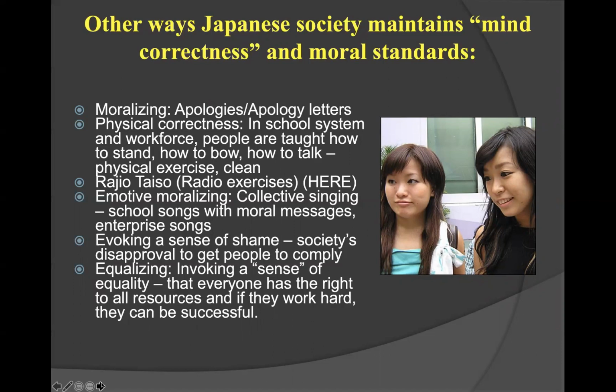A good example of physical correctness is radio taiso, radio exercises that Japanese do. Usually in the morning, they all get together in a big area and they do radio taiso. And everybody does the same thing at the same time. The other way that they maintain mind correctness is emotive moralizing, which essentially means they have songs with moral messages and displaying correct behavior. And basically, collective singing is one way to promote mind correctness and establish moral standards.